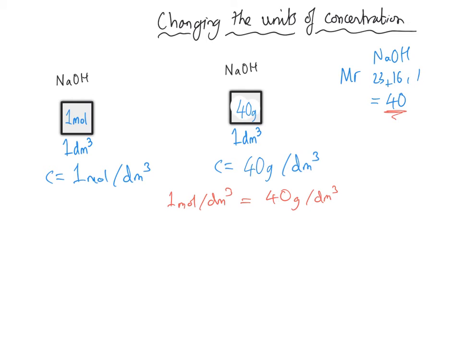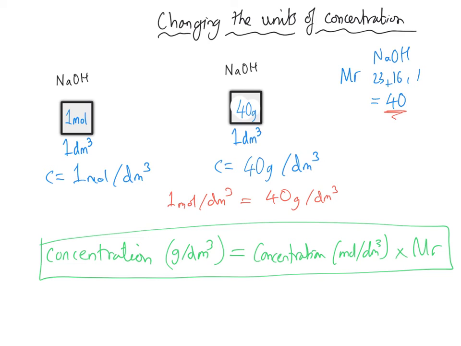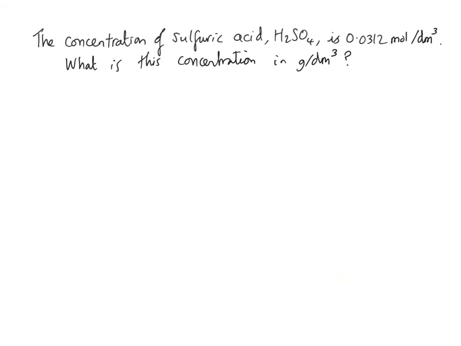Now, what you need to be able to do is you need to be able to convert between the two. And so what's really important is that you remember this relationship on here. The concentration of a solution in grams per cubic decimeter is the concentration of a solution in moles per cubic decimeter simply multiplied by the relative formula mass, the MR on there. And that makes sense if you consider the units. Grams per decimeter cubed is moles per decimeter cubed multiplied by grams per mole on there. The moles will cancel out and we'll be left with grams per decimeter cubed.